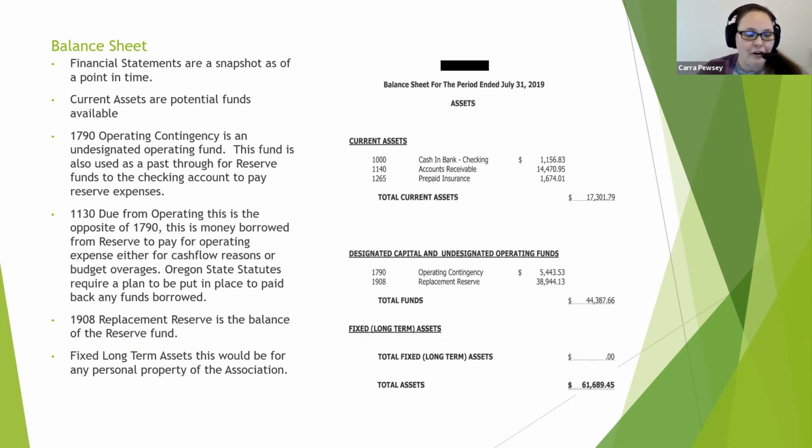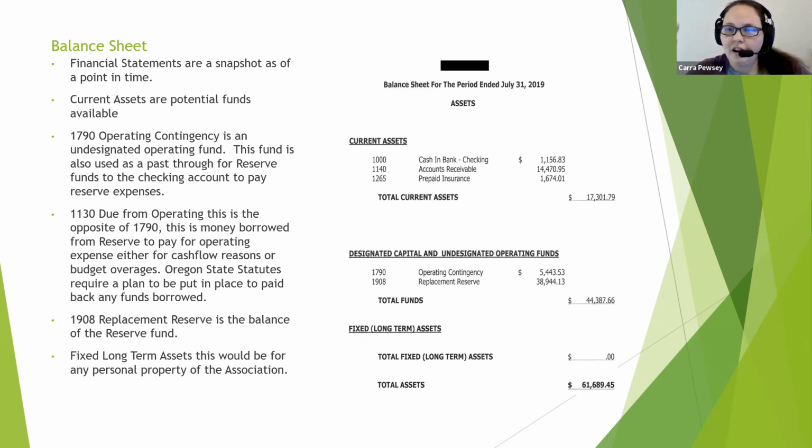That's one of the things we look for on our accounting side and our manager side before we send it to you, but something to keep an eye out for too. Financial statements are snapshots of a point in time. This particular one is a little old, from July 31st, 2019, and at this point in time, these are how the numbers align. As you progress through time, numbers change, and this is just that little snap of the numbers at the time.